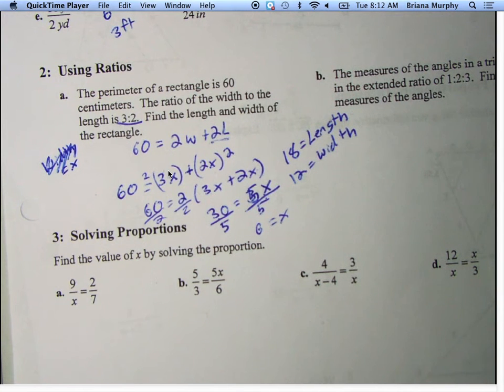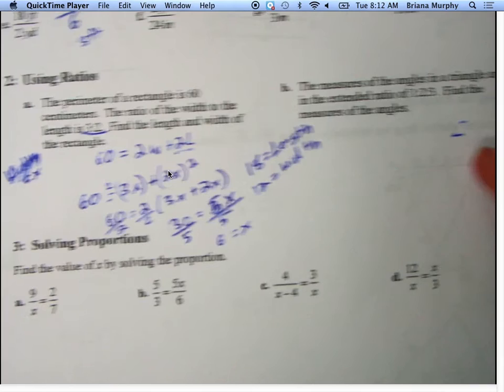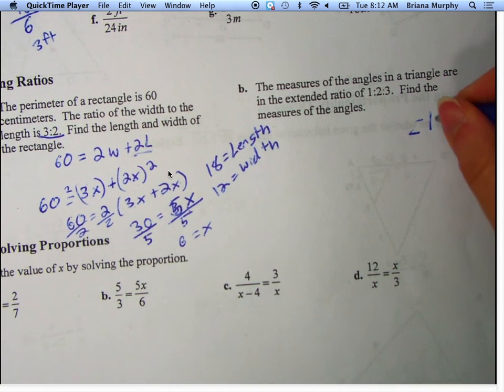Okay, well let's do another one like it. The measures of the angles of a triangle are in the extended ratio 1, 2, 3. Find the measures of the angles. First of all, the measures in a triangle always add up to be what? 180. Okay, so we know our equation is going to equal 180.